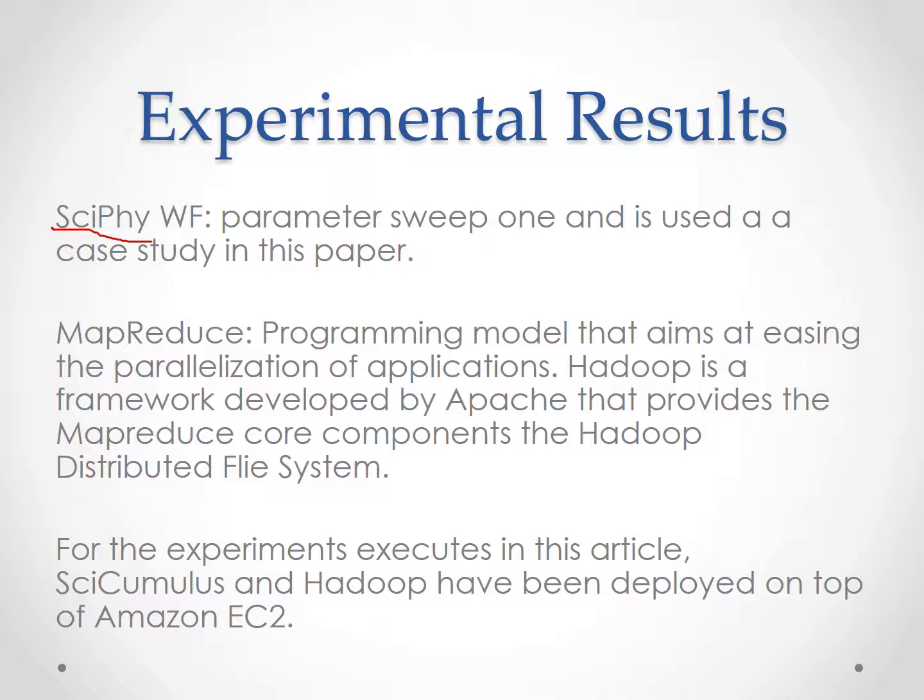MapReduce is a programming model that aims at easing the parallelization of applications. Hadoop is the framework developed by Apache that provides the MapReduce core components and the Hadoop distributed file system. For the experiments executed in this article, Cumulus and Hadoop have been deployed on top of Amazon EC2. What we do in this experiment is compare the proposed adaptive approach with existing solutions that can be used to parallelize workflows that need high-performance computing in clouds, such as MapReduce. The SciPhy workflow, modeled on a distributed cloud environment, is based on a CentOS environment and then compared with Hadoop.